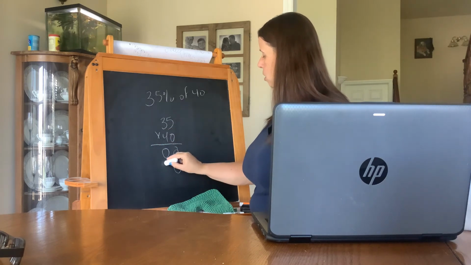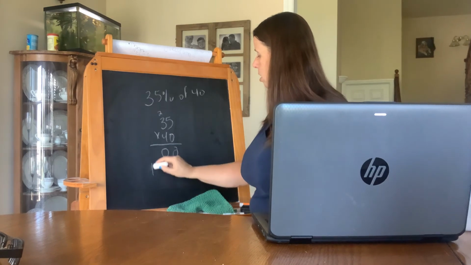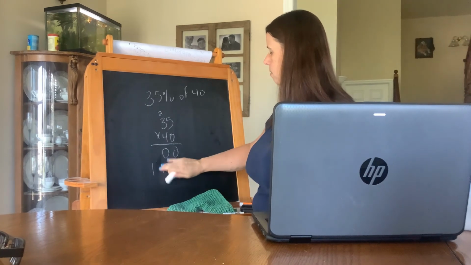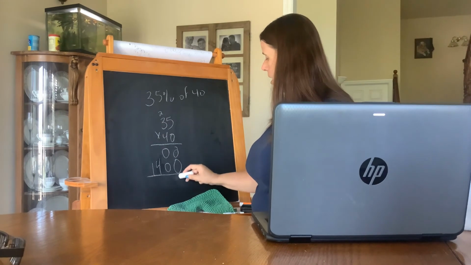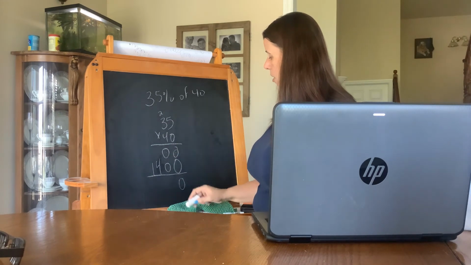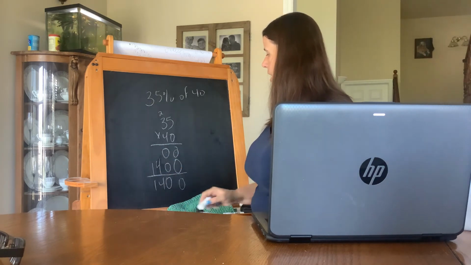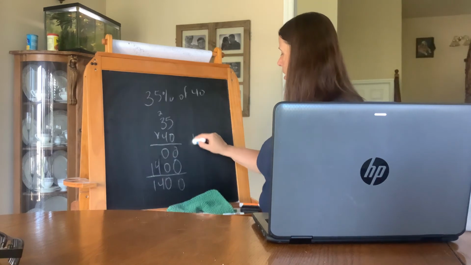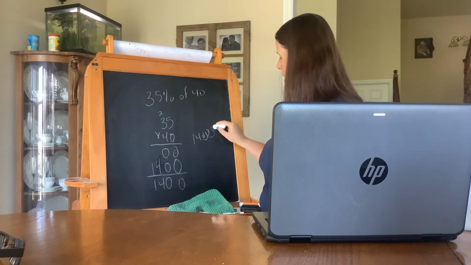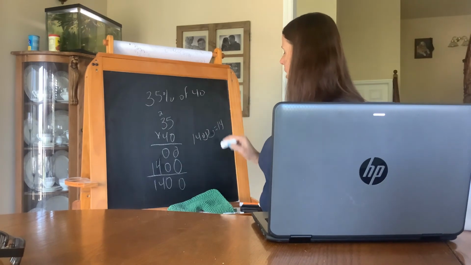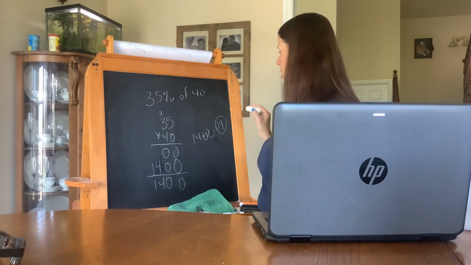4 times 5 is 20, carry the 2. 4 times 3 is 12, and 2 is 14. Add them up. Nothing and nothing, still nothing. Nothing and nothing, still nothing again. 4 and nothing, 1 and nothing. So we have 1,400. Remember the decimal's at the end, so it skips in 2 places, and we get 14. So Sadie's method tells us that 35% of 40 is 14.